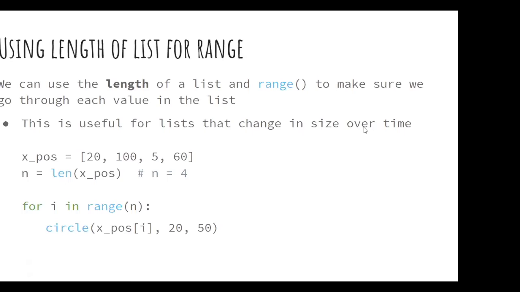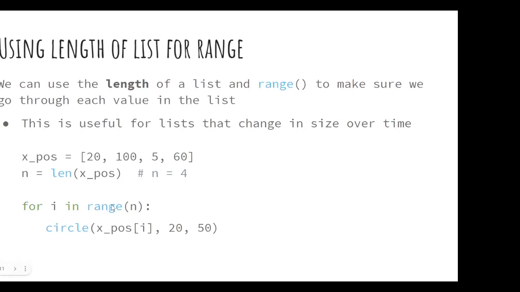So what does that mean is that suppose we have x_pos, which is 20, 100, 5, and 60. Now, in order to find out what is the length of this list, we can use the len function that we've learned from the previous session. So n equals len of x_pos, which is the length of the list. And we can see there are 4 elements, so the length of the list is 4.